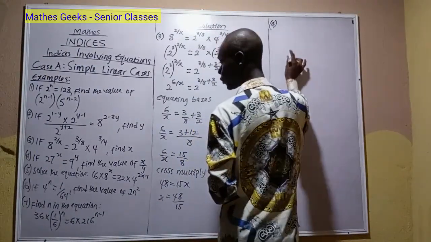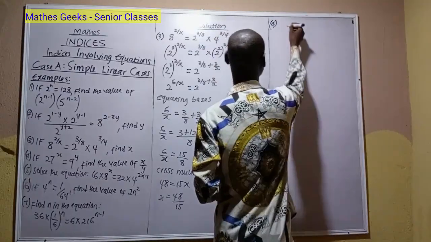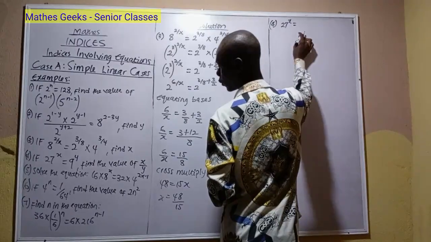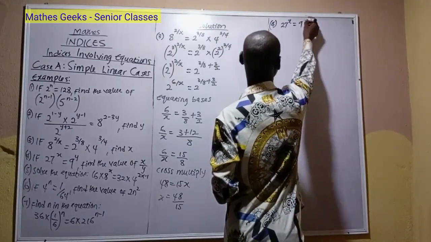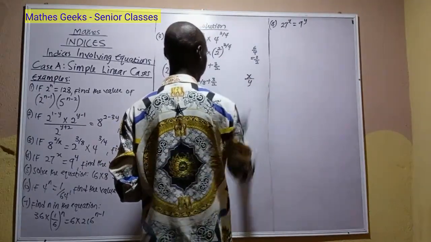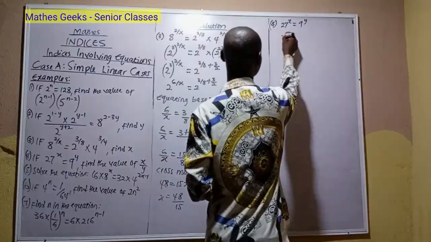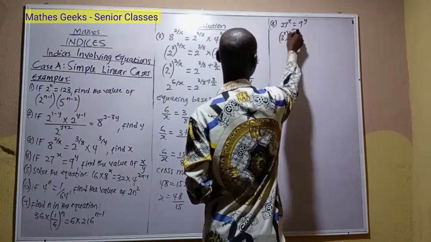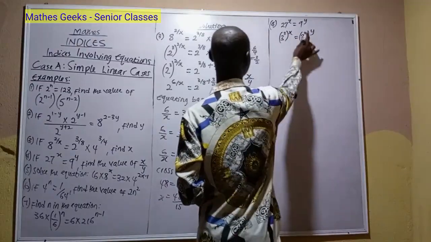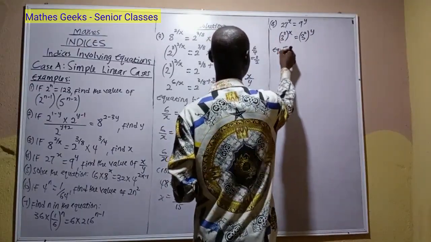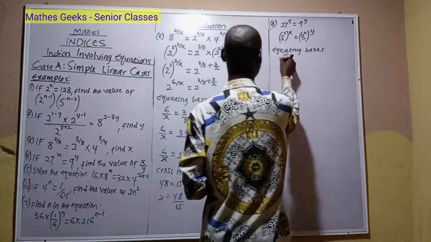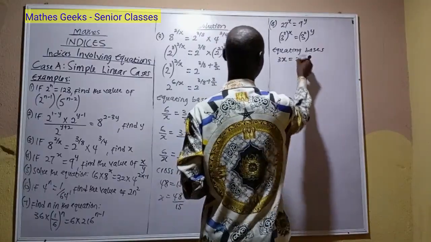Number 4. 8 raised to 27x is equal to 9y. Find x over y. So to find the value of x over y, 27 is 3 raised to the power 3x, 9 is 3 raised to the power 2y. So since the bases are equal, we'll say equating the powers, we have 3x equal to 2y.